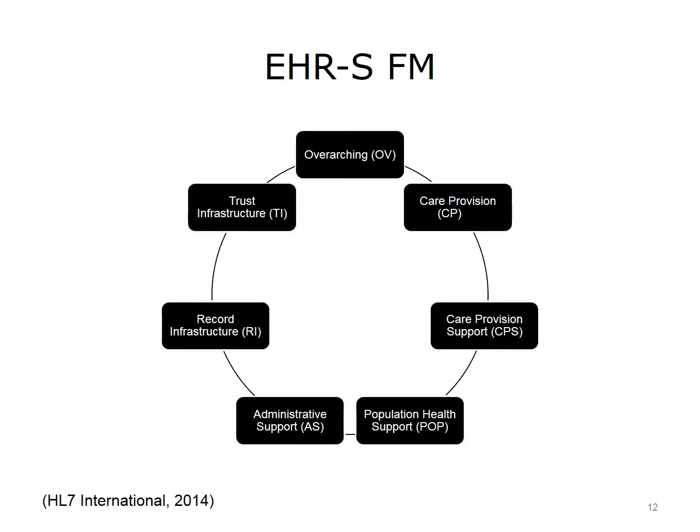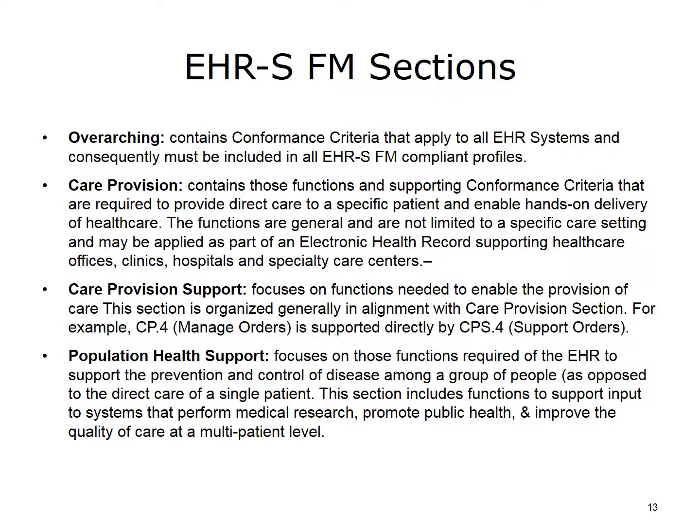This slide shows the 7 sections that contain the functions of the EHR-S functional model. These sections are overarching, care provision, care provision support, population health support, administrative support, record infrastructure, and trust infrastructure. Let's take a closer look at each of these sections.